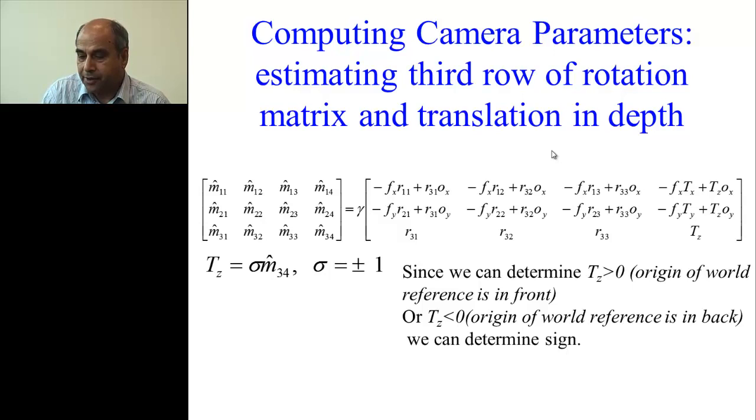Using this, we can determine the sign, whichever way the convention we are using, so we will basically know the sign of that. So once we know the sign, then we can find, just equating TZ with M3,4, we can find TZ, which is translation depth. And this way, we can find these R31, R32, R33, because again, this is equal to this multiplied by sigma, this is equal to this multiplied by sigma, and so on. So that way, now we are done with the last row of this matrix, which gives us the third row of the rotation matrix and the translation depth. So we are making progress.